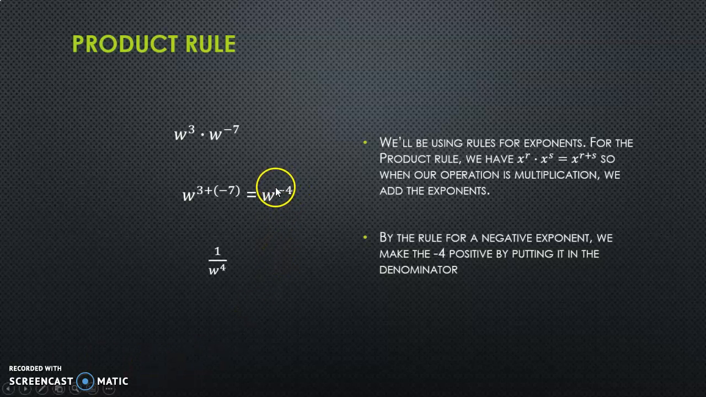Having a negative exponent here, we need to convert that to a positive exponent. In order to do that, we will put this in the denominator because it's now in the numerator. So this is the same as w raised to the negative fourth power over 1. So we flip it and we get 1 over w raised to the fourth power.